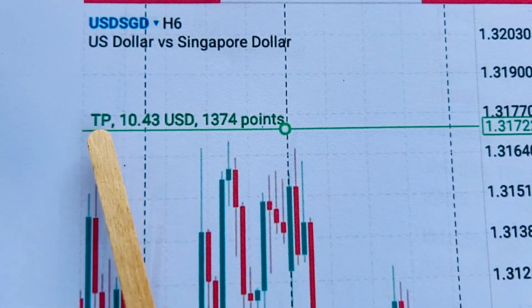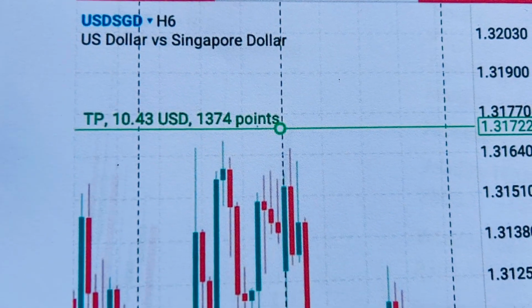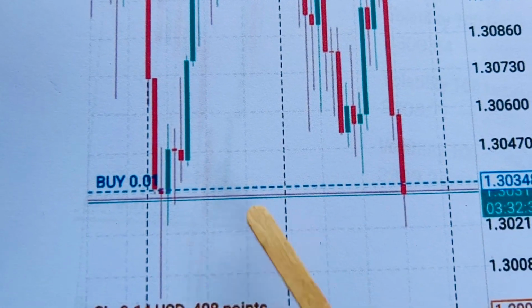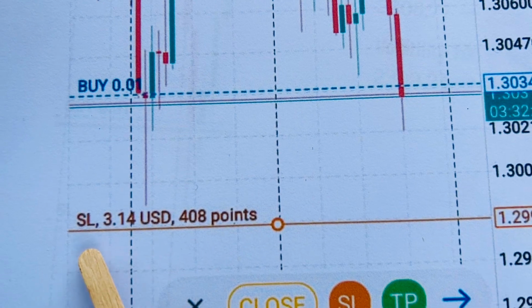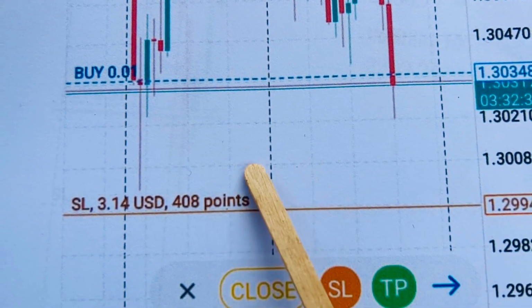You can see here we have TP 10.43 US dollar, which is the profit that we expect to take on this trade, which is a buy 0.01. We set a stop loss at 3.14 US dollar, 408 points.